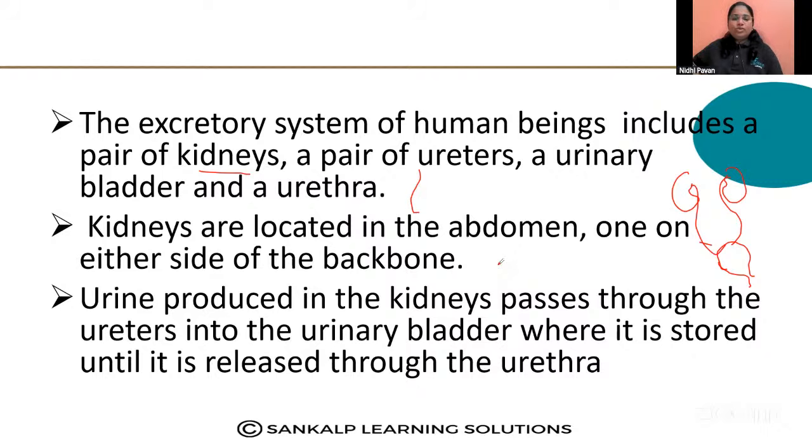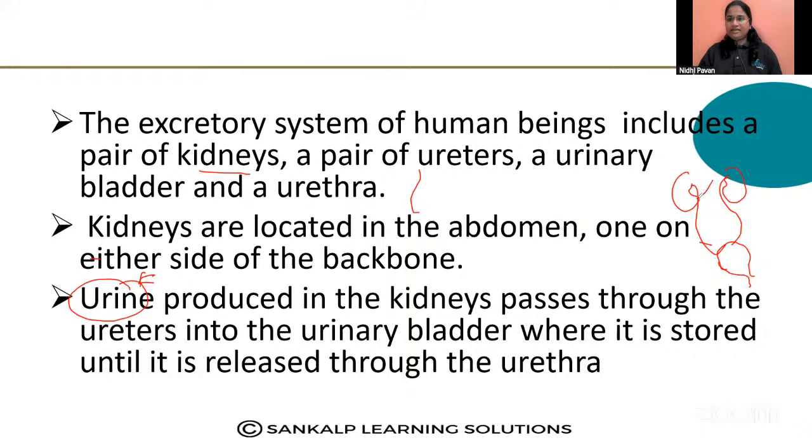So urine produced in the kidneys passes through the ureter. Where is urine produced? Urine is produced in the kidneys. Urine formation you will learn in PUC, how urine formation takes place in the kidney. So urine produced in the kidney passes through the ureter.